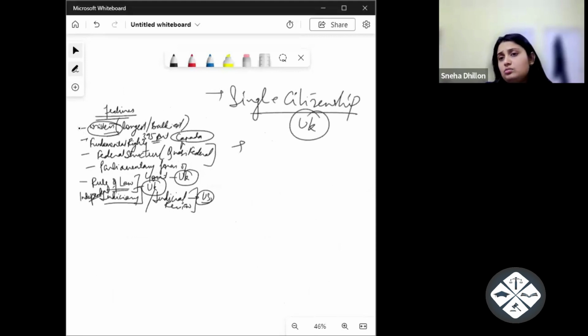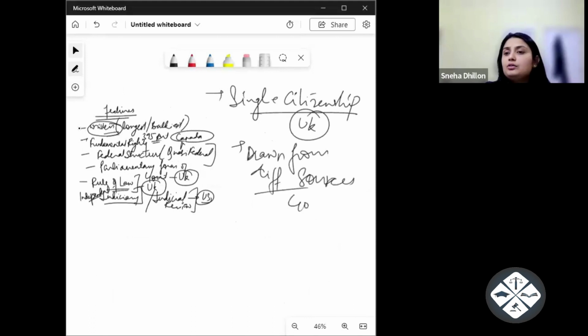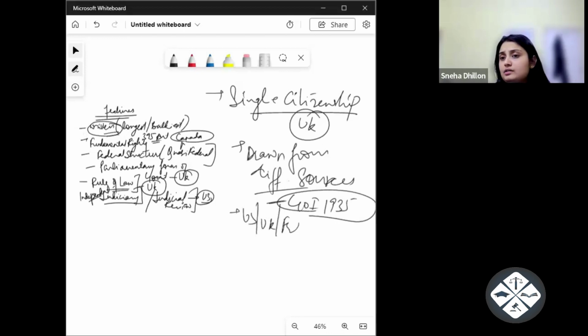Then, this is also a feature that it is drawn from different sources, which can be the Government of India Act of 1935. Basically, the structure is imported from the Government of India Act. Then countries like US, UK, France, Germany, South Africa, USSR, and so on, Japan, Ireland.